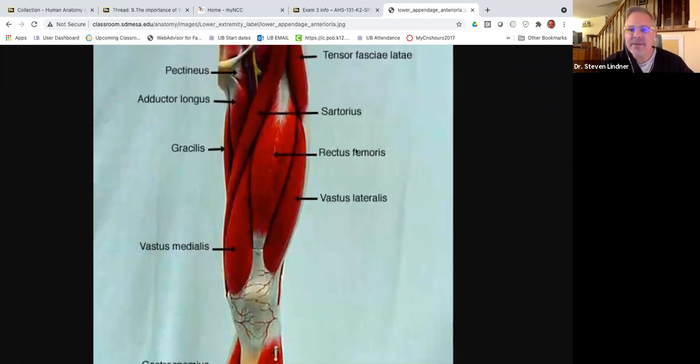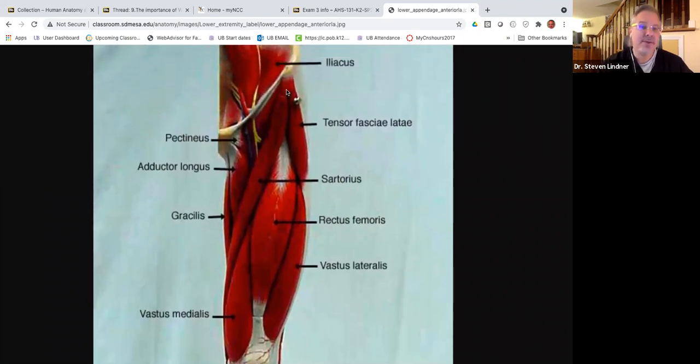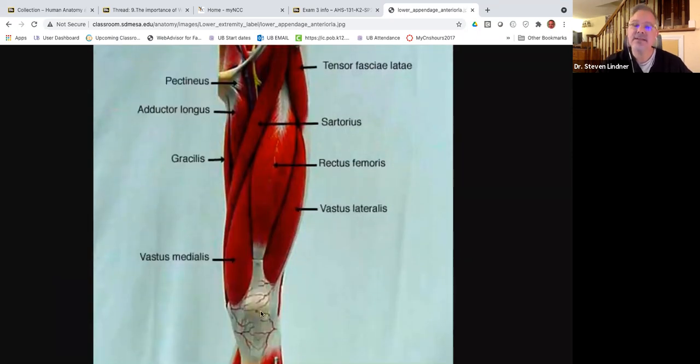The rectus femoris is the only quadricep muscle that crosses two joints. It crosses the knee, but I said it originates on the AIIS, so it crosses the hip. So the rectus femoris can flex the hip and extend the leg. The other three only do leg extension because they don't cross the hip.